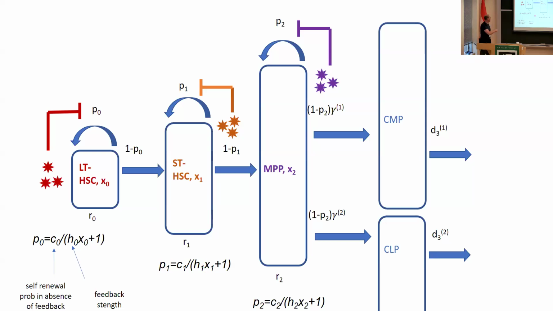And the feedback loops are given by these expressions here. So the self-renewal probability P0 of the long-term stem cell depends really on two things. There's a self-renewal probability in the absence of feedback, which we call C0, and then there's a strength of feedback, which we call H0. And so these two parameters then determine your actual self-renewal probability, which is a function of feedback. If H0 is 0, that means we don't have any control.